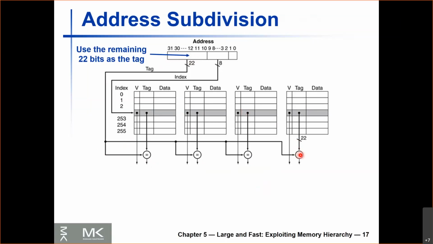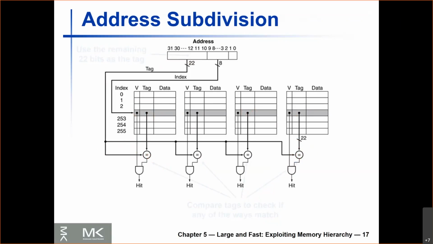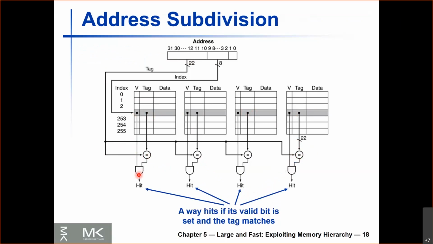And we're going to do this in parallel. Okay? So we're going to read the valid bit and the tag from all 4 ways in the cache, and we're going to check them. Like we did before, the valid bit and the tag for each way is going to be passed to an AND gate. So here we're going to compare the tags to check if any of the ways match. For each way, if the valid bit is set and the tag in the way matches the tag in the address, then we know we have a hit in that way.